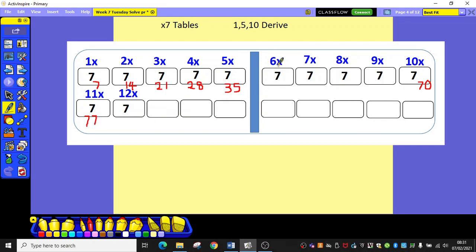So 6 times 7 is going to be 1 more than 5 times 7. 5 times 7, 35. So 6 times 7 is going to be 42. I could double that to give me 12 times 7. So 12 times 7 is 84. And obviously that's 7 more than 77.